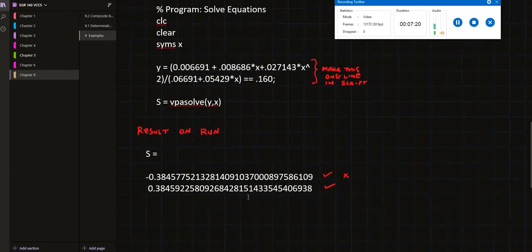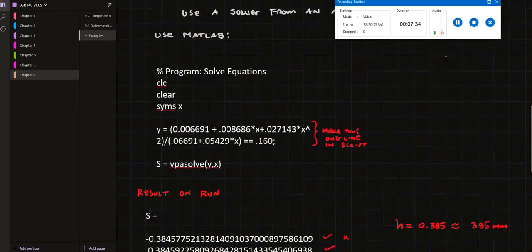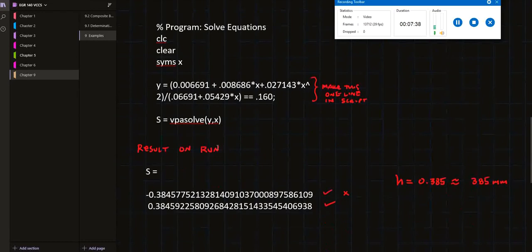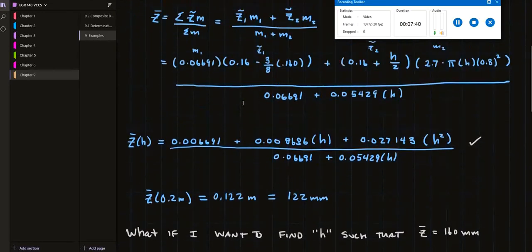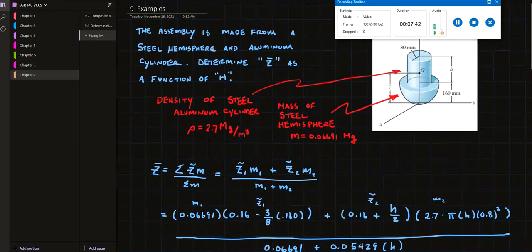And so the answer is then that h is 0.385 or approximately 385 millimeters. Okay, so just a quick little thing to show you how to do maybe a parametric study on this if you had to be called on to do something like that in the lab you were working at or something.